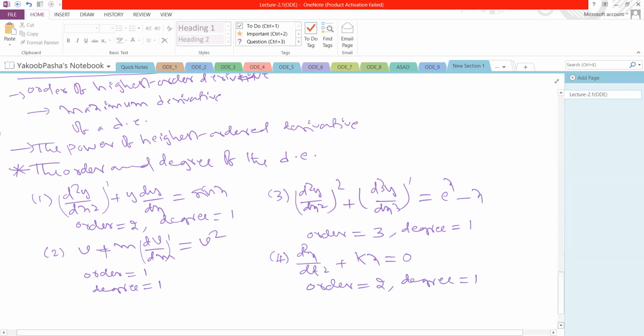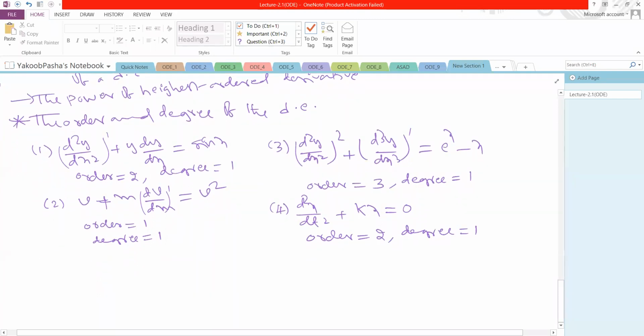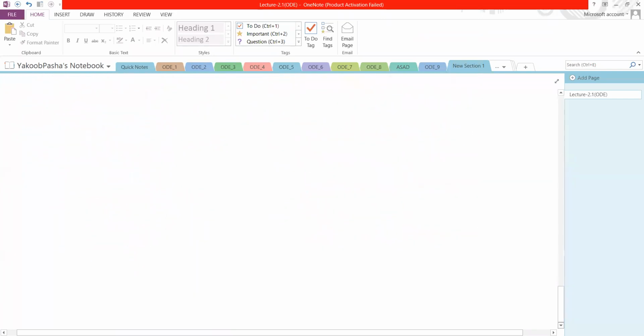And another example, taking next page, dou square v by dou t square is equal to c square into dou square v by dou x square. This is the fifth example. Here order is equal to 2, and degree is equal to 1.